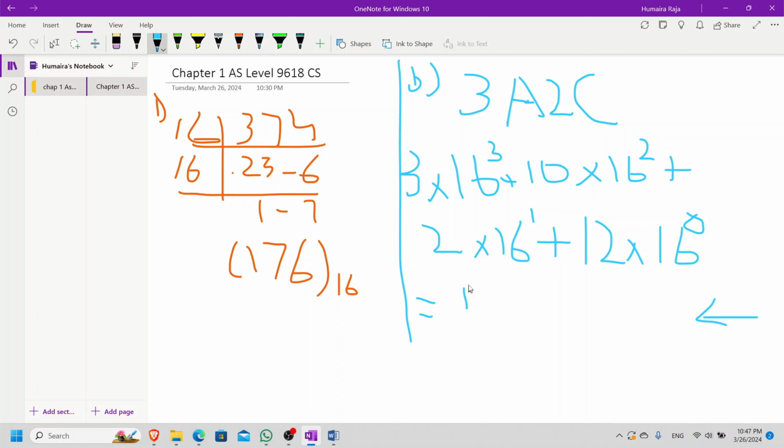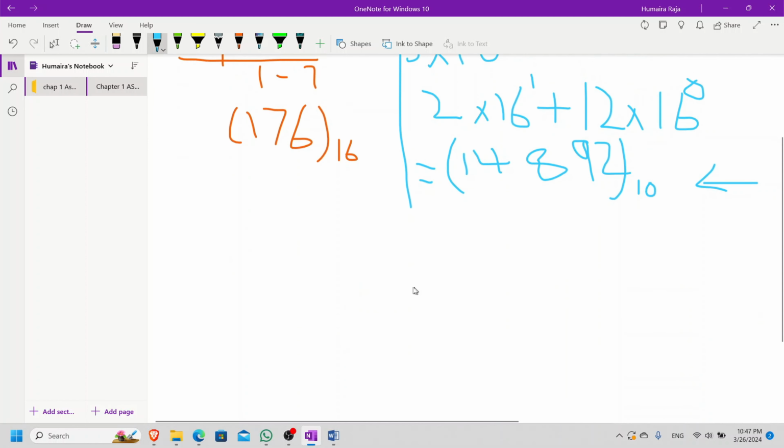It should be equivalent to 14892. Okay, that's it. And if you wish, you can also write it like this with a subscript 10, because this is representing a denary number, right?